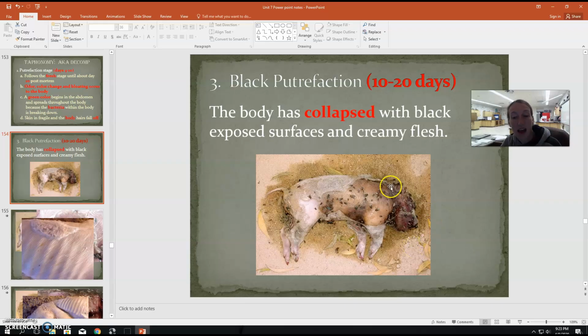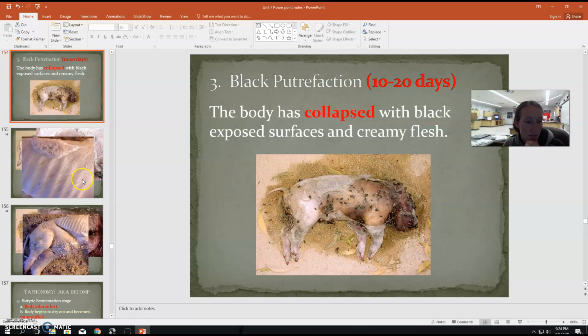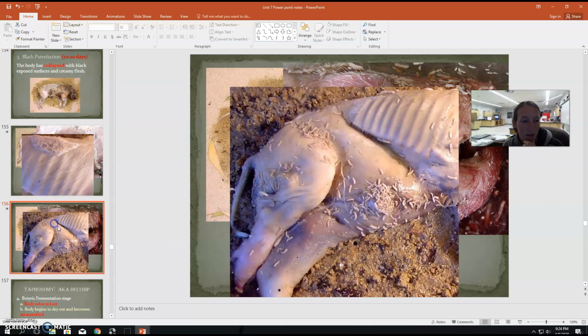Okay, it's starting to flatten out, but you can see there's still a lot of soft tissue, tons of flies laying eggs, larvae, maggots, same thing, crawling all over this pig, right? So that is black putrefaction, 10 to 20 days, gases seeping out, liquid seeping out, right? Okay, let's go right.